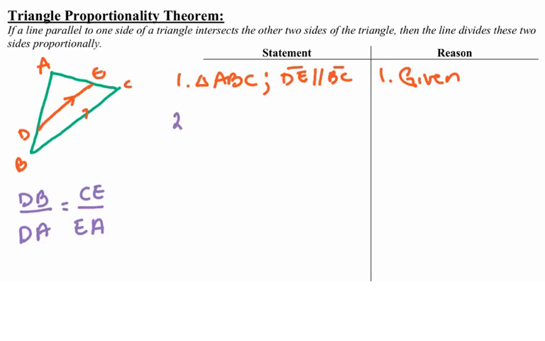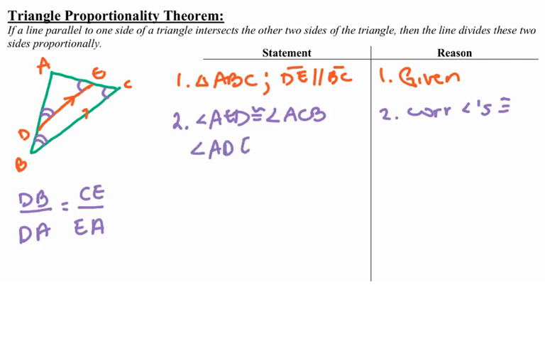So the next thing I'm going to do is say, okay, because my two lines are parallel, I could say that this angle is congruent to that angle because of corresponding angles. So I'm going to say angle AED is congruent to angle ACB, and that's because of corresponding angles. Along those same lines, doing the same exact thing on the other side, I could say that this angle is congruent to this angle, same reason. So I'm going to go ahead and put that in there as well. So angle ADE is congruent to angle ABC, and that's for the same reason.